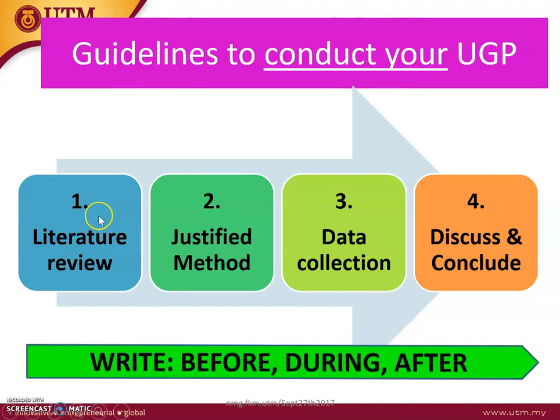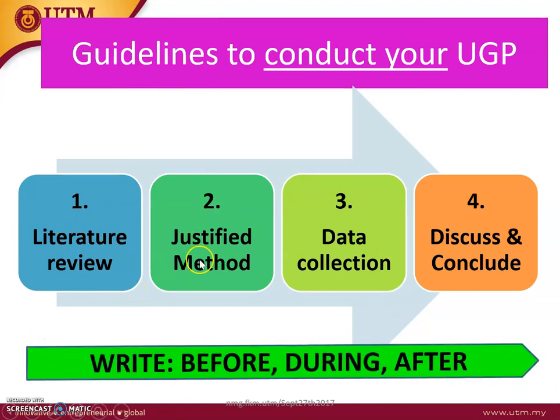You have done literature review in UGP 1, identified the justified method, UGP 1, present it, and then you apply the selected methodology. Then you collect the data, UGP 2, and then you convert your data into presentable outcomes, graphs, charts, etc. You discuss and you conclude. Remember to write before, during, and after.